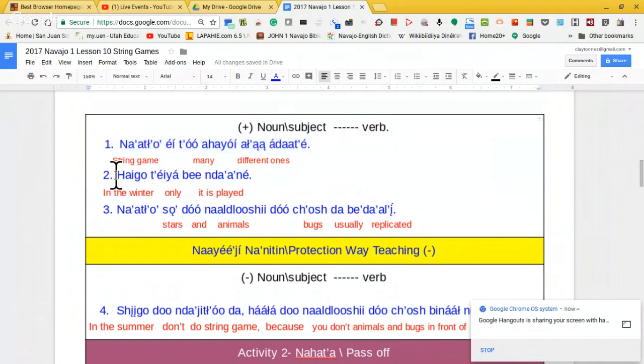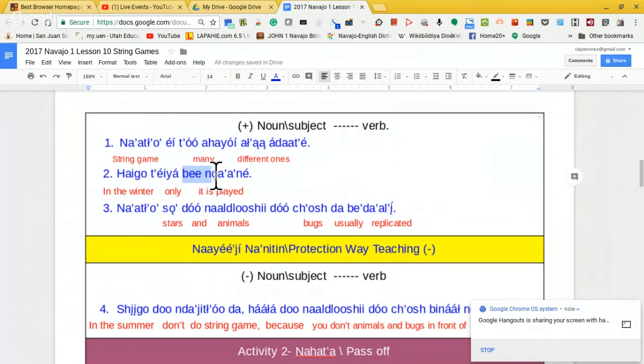Okay, next one. Chego. Che means winter, and go makes it in the winter. In the winter time. Eya only. There's an EI sound, but the first is emphasized, so it comes back down, and ya, eya, and then be nedajune, only played in the winter time.